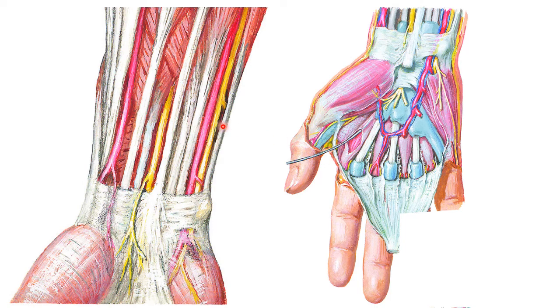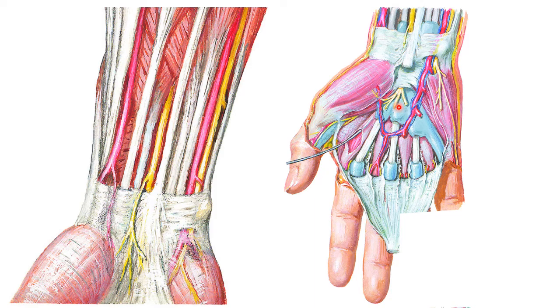Then after that, what happens to the median nerve? It enters into the lower aspect of the forearm, and then it runs medial to the palmaris longus tendon, and enters into the hand by passing beneath the flexor retinaculum. There is a fibrous sheet called the flexor retinaculum. Under the flexor retinaculum, the median nerve passes and enters into the hand.